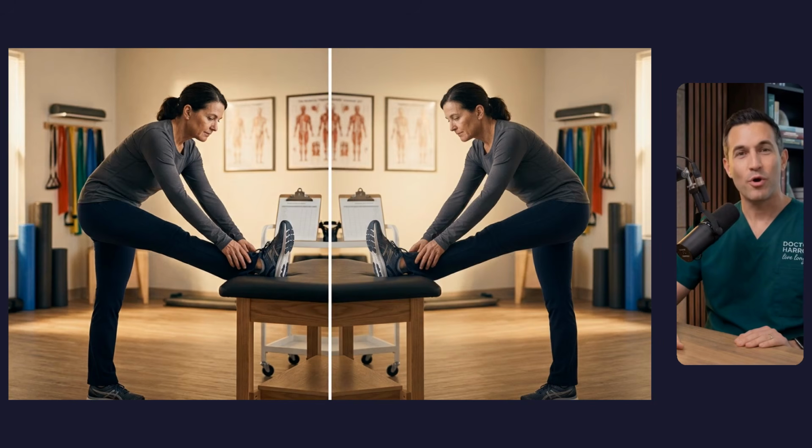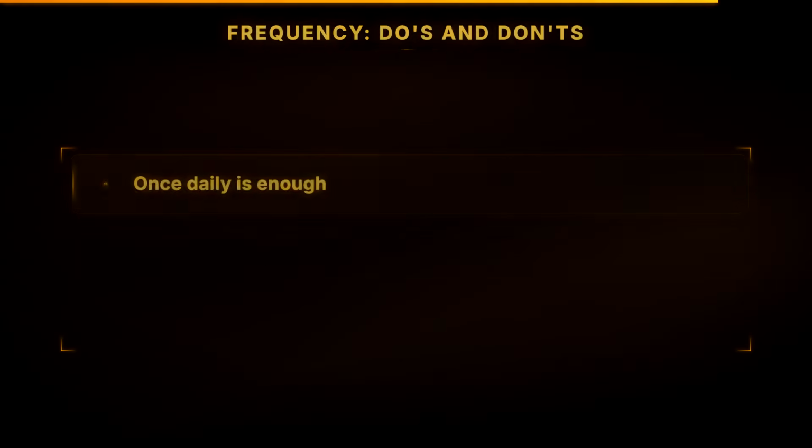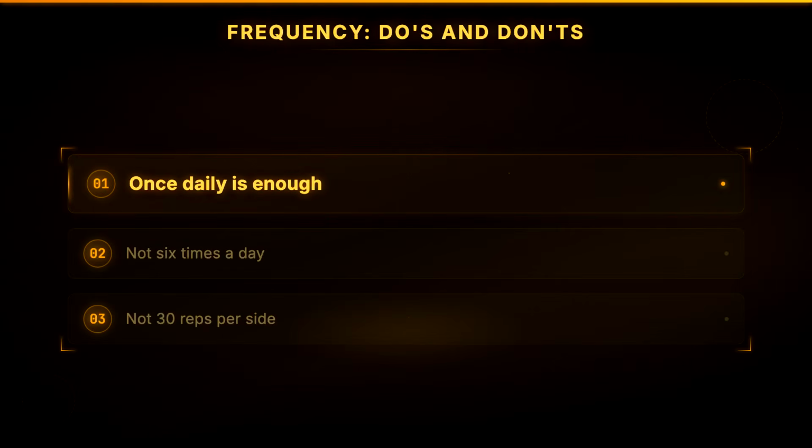This is the entire protocol. 60 seconds, once through both sides. And here is what I need you to understand about frequency, because this is where most people either underuse a good intervention or overuse it into irrelevance.